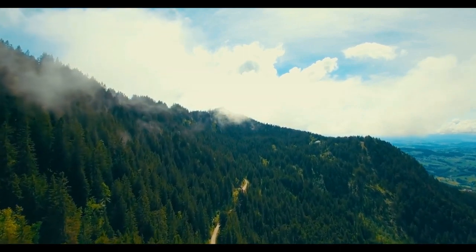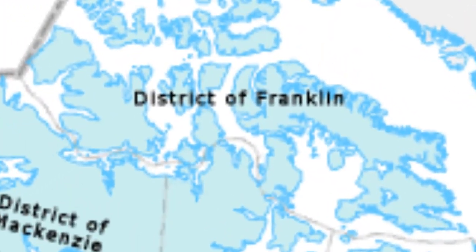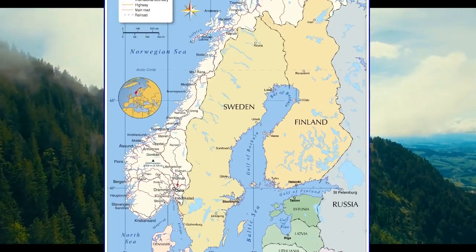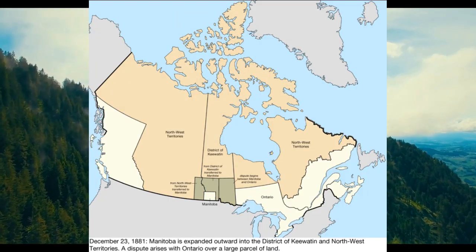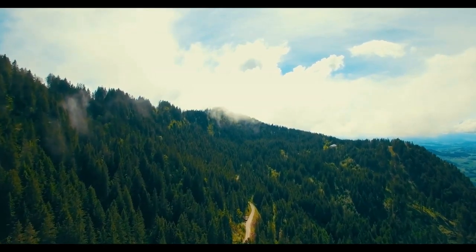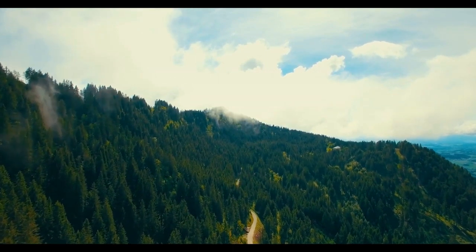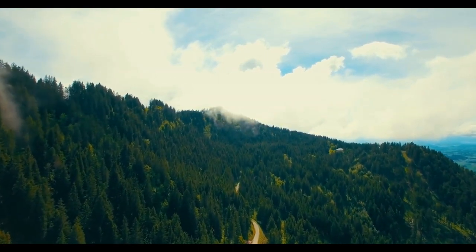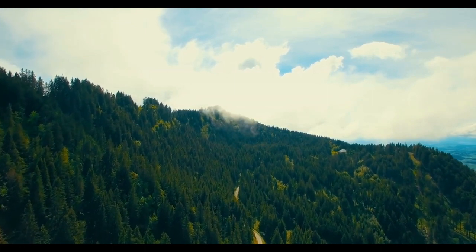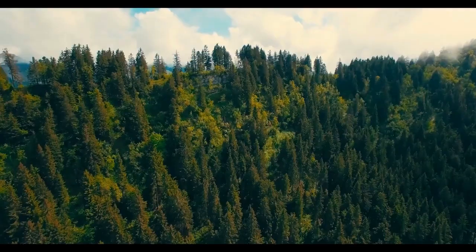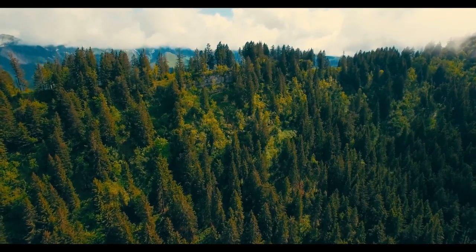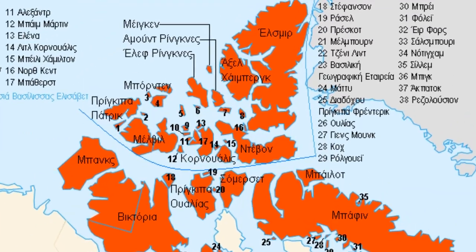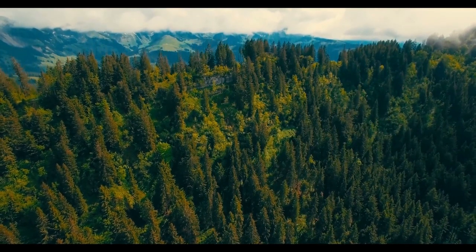Well, first of all, you need to know about the district of Franklin, which was first part of Norway, until the British transferred it to Canada in 1880 and made it merge with the Northwest Territories in 1894. The district got its name the following year, after a man named Sir John Franklin. However, Norway continued to claim the northernmost island until 1930.